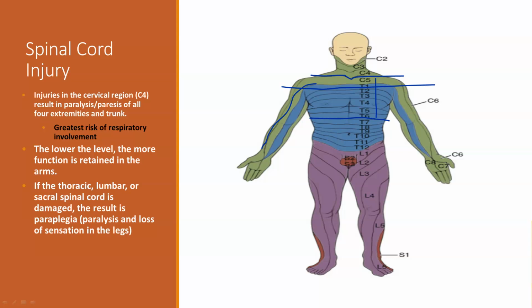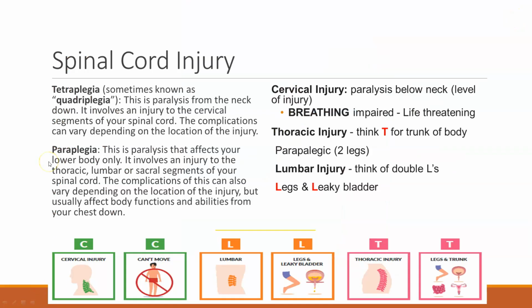Then we talk about the rest of the thoracic and the paraplegic: loss of motor control, loss of sensation in the legs. So this just breaks down what we expect. Tetraplegia, quadriplegia, basically the same thing. Tetra is a newer term. So paralysis from the neck down.